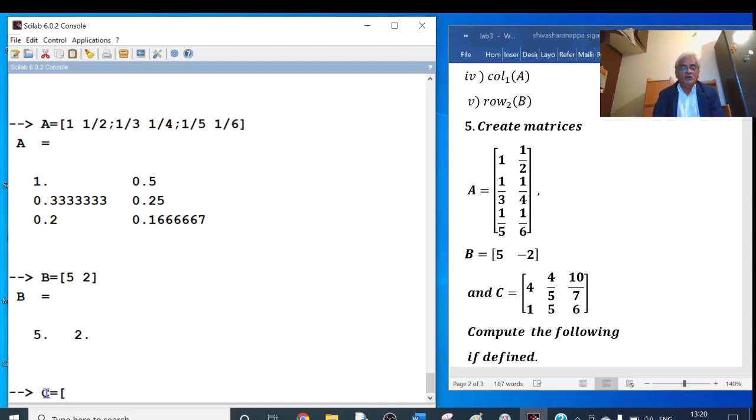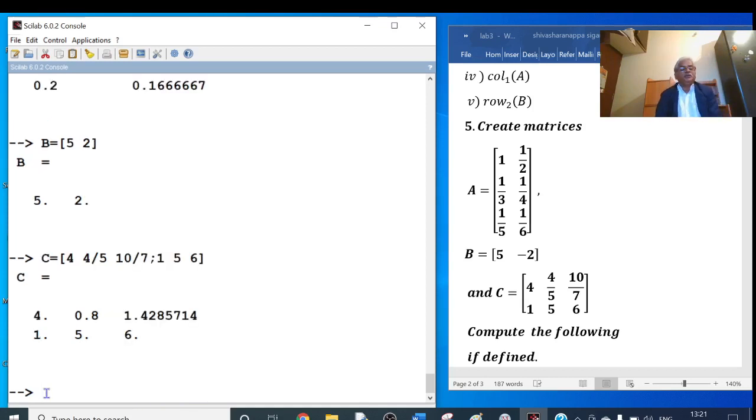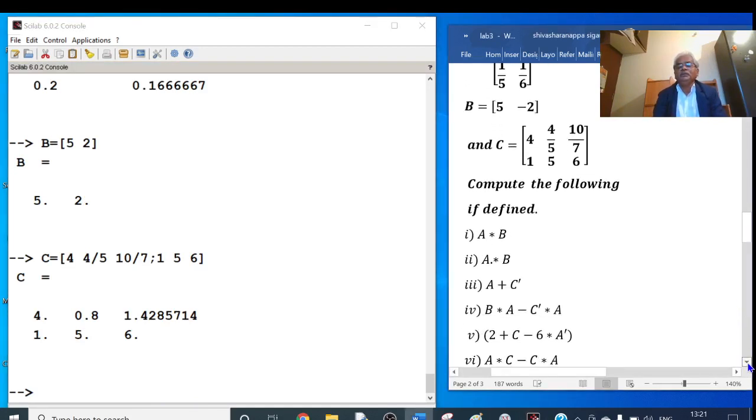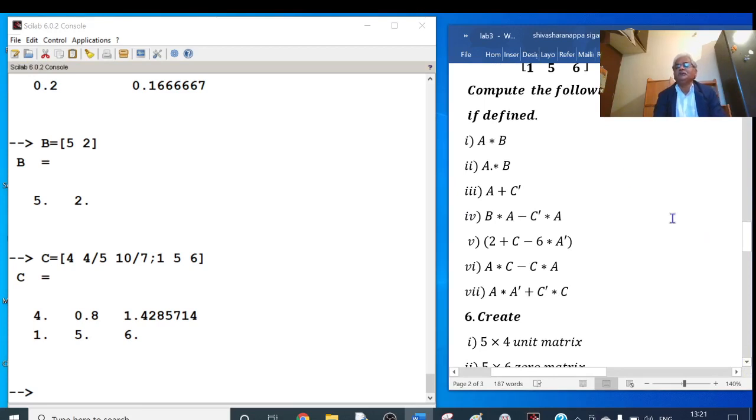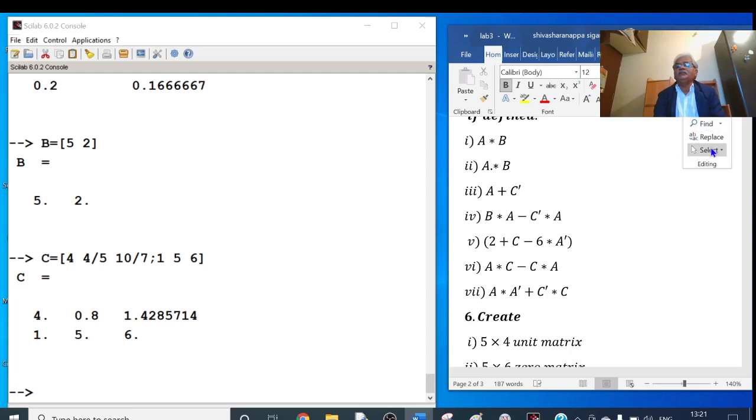This is 2/3. Second element is 4/5, and 10/7. First row is over, give a semicolon. Second row 1, 5, 6. Bracket close. Enter. So this is our C. Compute the following. What to compute? If they are not defined, then it will give some error there.